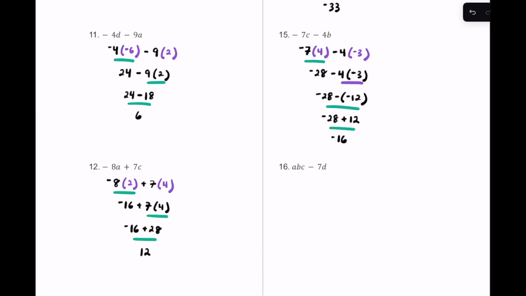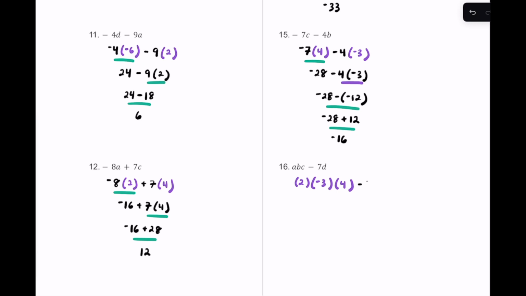Finally, for number 16, we have ABC minus 7D. So ABC just means we're multiplying A times B times C. So A is equal to positive 2. I'm going to put that in parentheses. I'm going to multiply that by B, which is negative 3. And then I'm going to multiply that by C, which is equal to 4. So those are all being multiplied together.